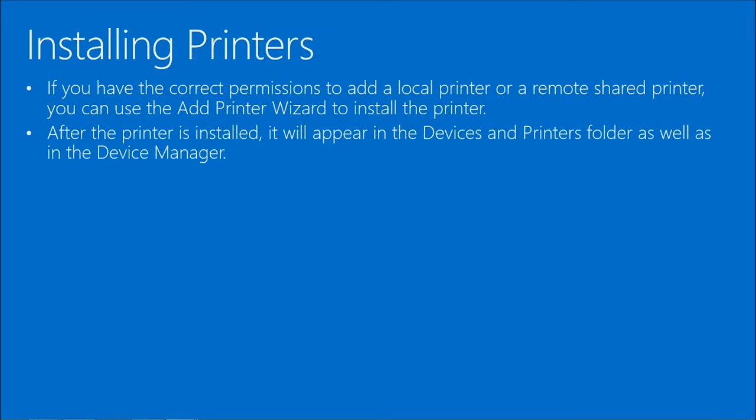To install the printer, obviously you need to have correct permissions in Active Directory to install it, either local or remote shared. After the printer is installed, it will appear in the Devices and Printers folder as well as in the Device Manager. This is if you installed it locally. If you've installed it remotely, you'll have to manually add it, unless you've pushed it down to your system with group policy.